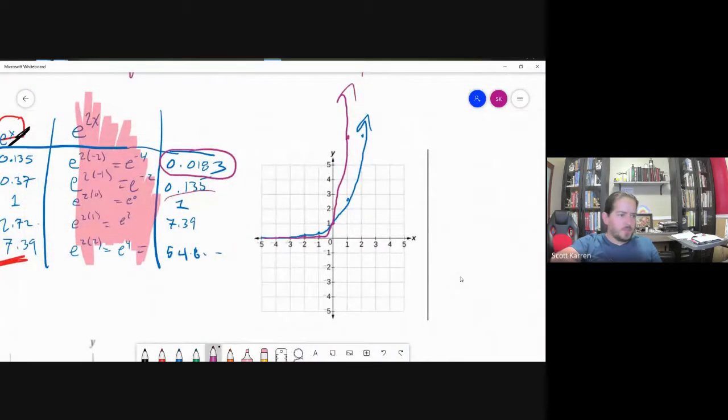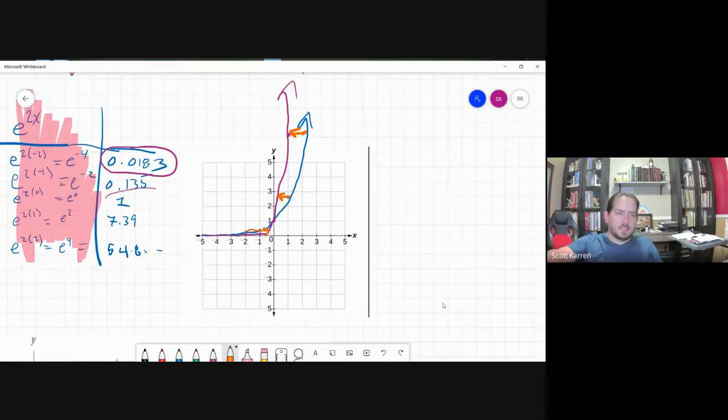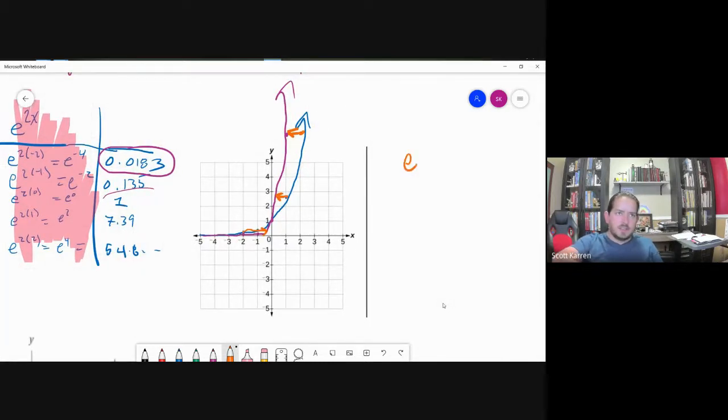This point here just got squished in, and this point, like say here, just got squished in. It all just kind of got squished inwards. And so we can generalize this and say that if I had e to the a times x, and let's just assume that a is bigger than 1, then this is a horizontal compression by a factor of a.